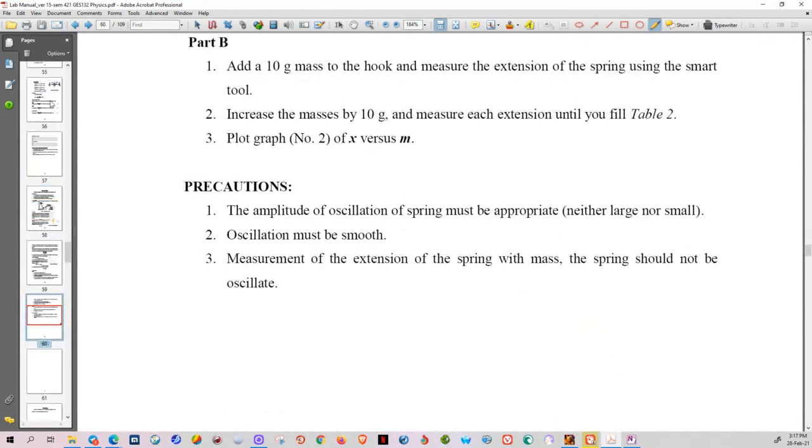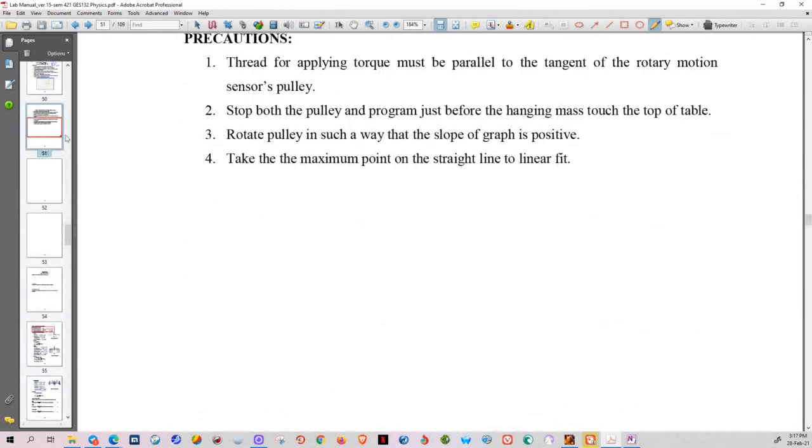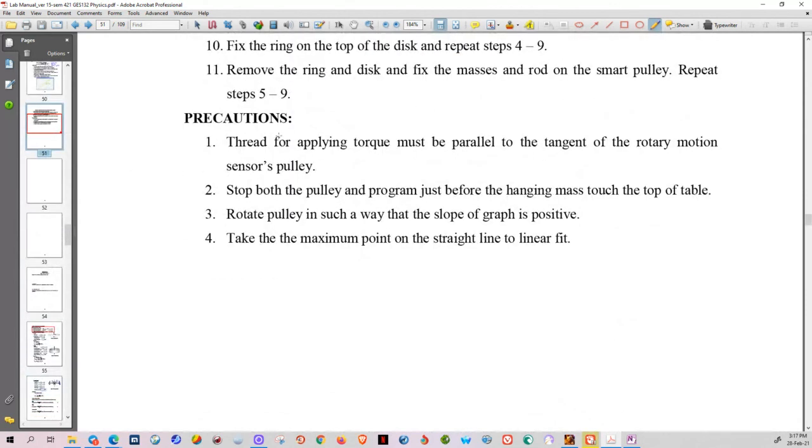There are some precautions in the book, okay? This one. But it's not stated properly. Maybe the grammar is wrong or something, okay? But some of them are okay. This one is not necessary, not useful. This one is, let me fix it. The thread for applying torque must be tangent, not to the rotary motion sensor, but to the, just say, must be tangent to the pulley, okay?